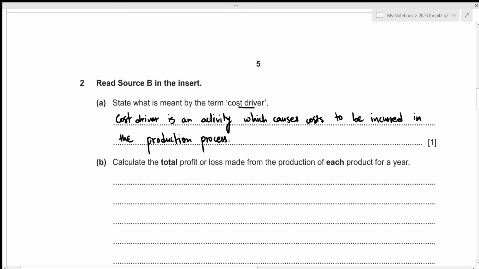Okay. For the second part, we need to calculate the total profit or loss made from the production of each product for a year. So we need to prepare a statement for both our product A and product B. So this will be for product A, and we also have product B. Okay, since we're trying to figure out our profit or loss, we will just subtract all of our costs from the revenue. And we can just figure out our net revenue. So we are using the word net here because remember that we were also given units returned. So those will be our sales returns.